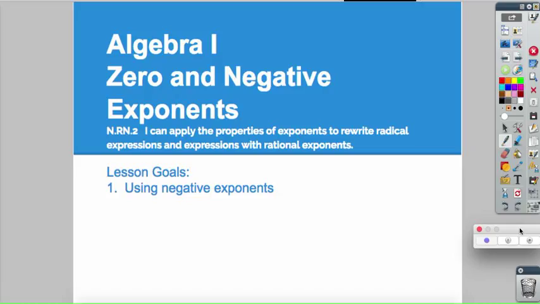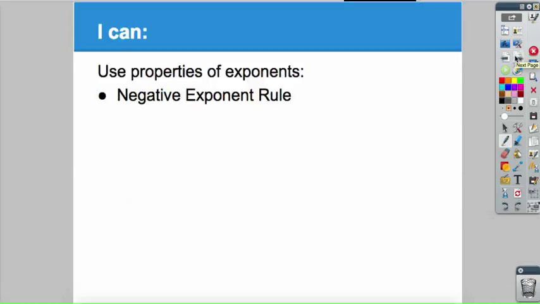Okay, now we're looking at negative exponents, the standard here. I can apply the properties of exponents to rewrite radical expressions and expressions with rational exponents. And so we need to take a look here at what happens when we have a negative exponent.